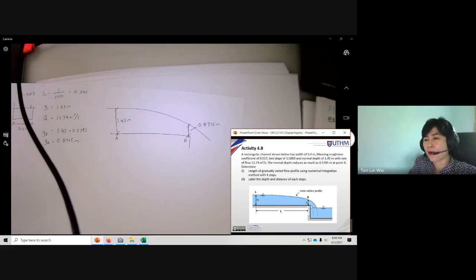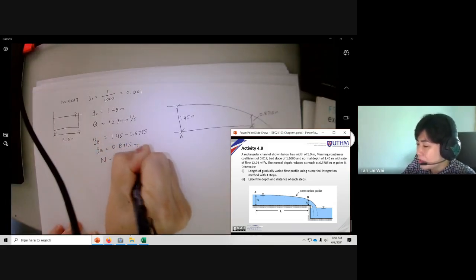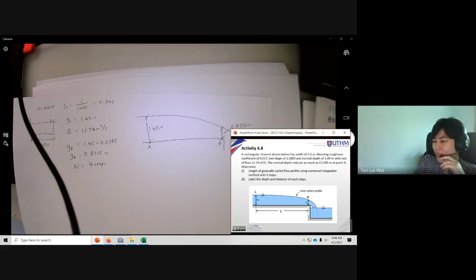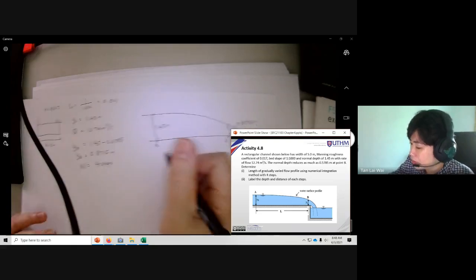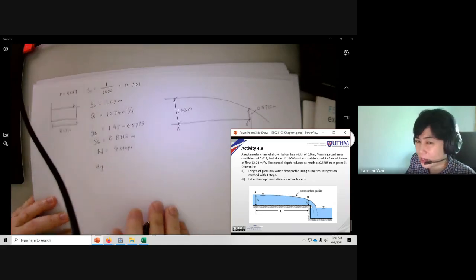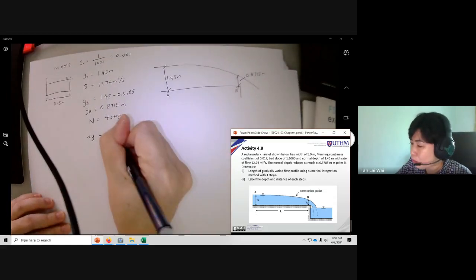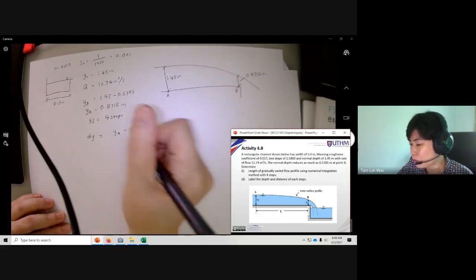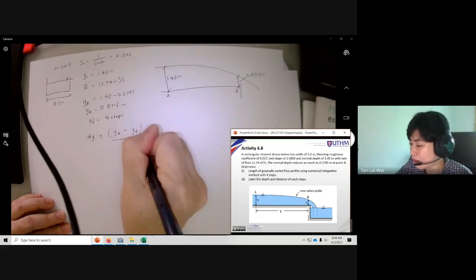All right, using 4 steps. So N is 4 steps. Therefore, we are going to divide this into 4 parts. It says 4 steps here. Now, how are we going to divide this into 4 parts? We are going to have dy equals Y, in this case we can put y1 minus y2, or difference in y, or delta y, it doesn't matter, divided by 4.